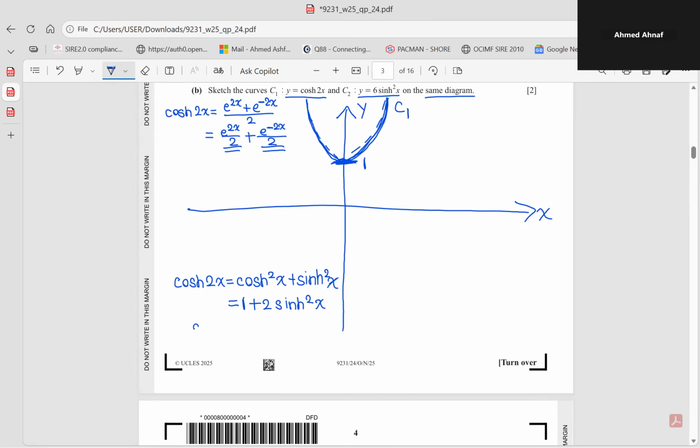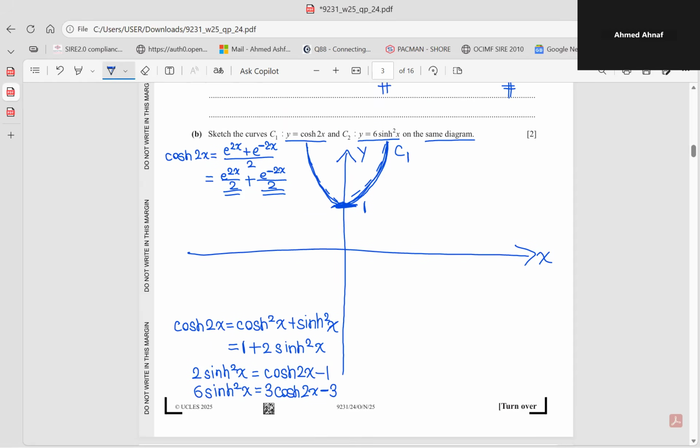Okay, and isolating 2 sine square x, you'll just get cos 2x minus 1. Okay, and to get C2, 6 sine square x, that's also equal to 3 cos 2x minus 3. Okay, so to sketch this, just sketch cos 2x first and stretch it vertically by the scale factor 3.